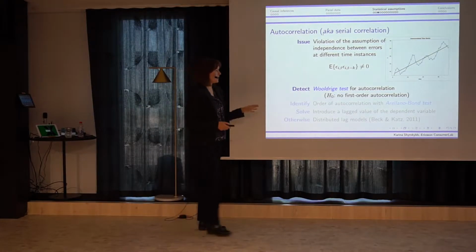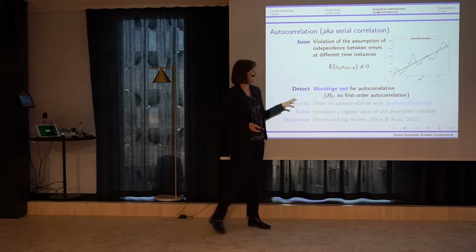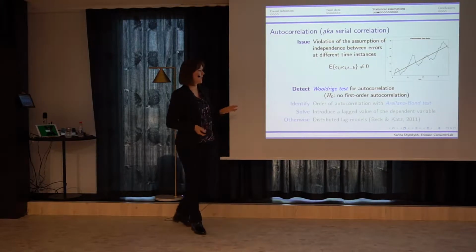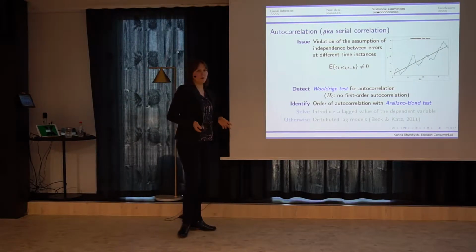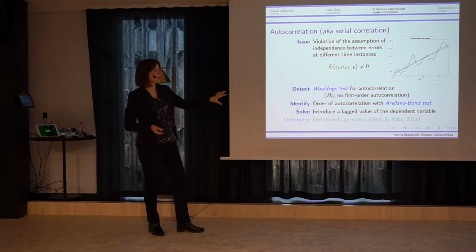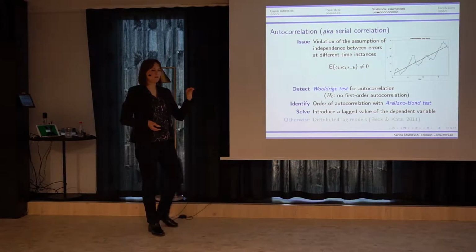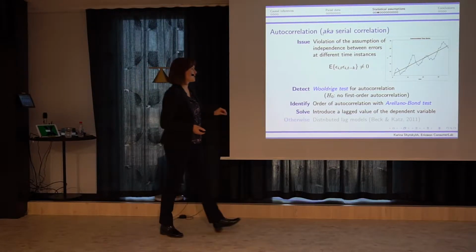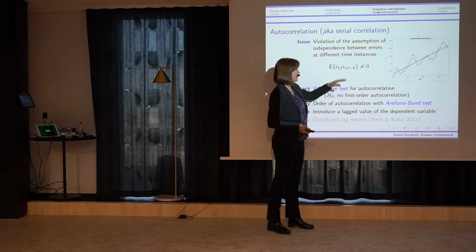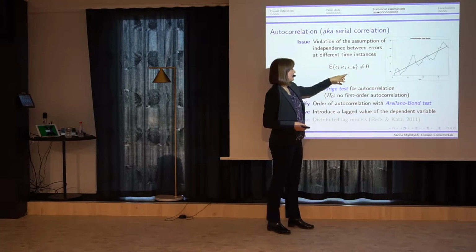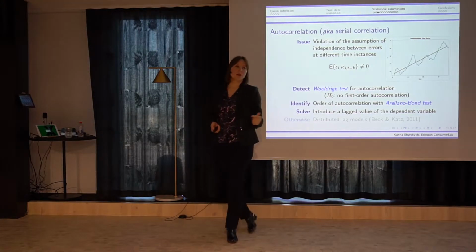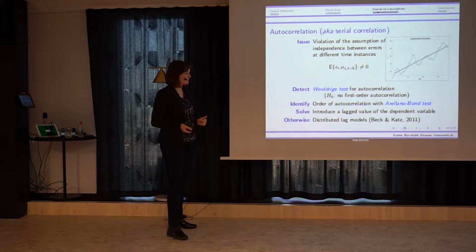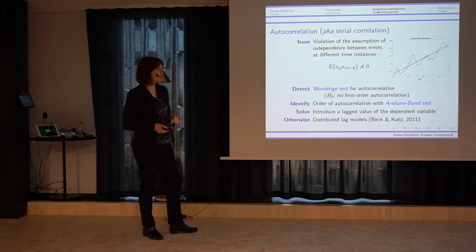You can actually detect whether you have this issue in the data by using, for instance, the Wooldridge test, and you can also detect the order of your autocorrelation by using the Arellano-Bond test. And that's where you introduce a lagged dependent variable. For instance, you introduce the observation of a variable at t minus 1, if it is first order autocorrelation. And I'll show you what lagged dependent variables look like.